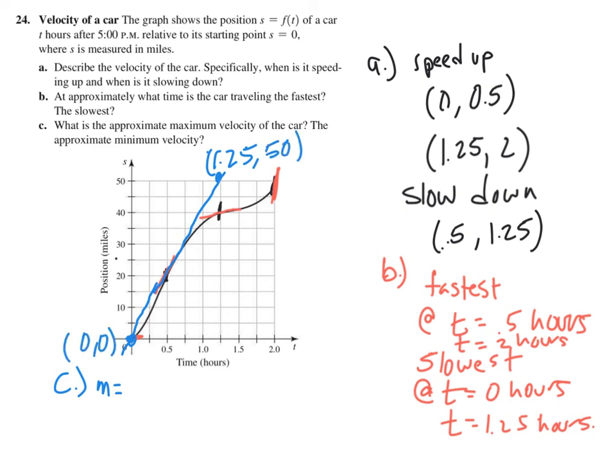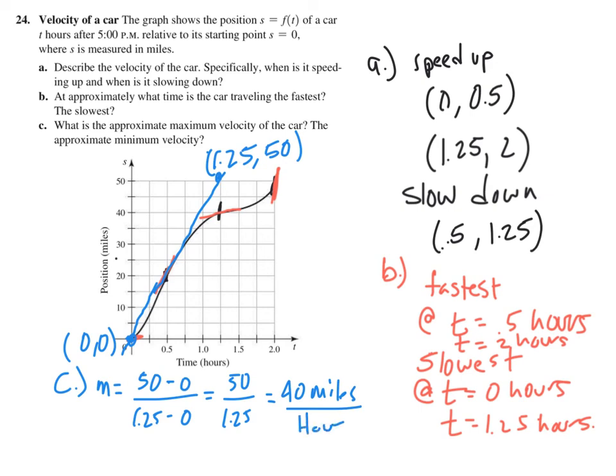All right, so with that, I've got the slope of 50 minus 0 divided by 1.25 minus 0. Okay, so we get 50 divided by 1.25, which is 40. Okay, and that's in miles per hour. So we'll put a label on that. And then it wants us to find when do we have the minimum velocity. When do we have the smallest velocity?